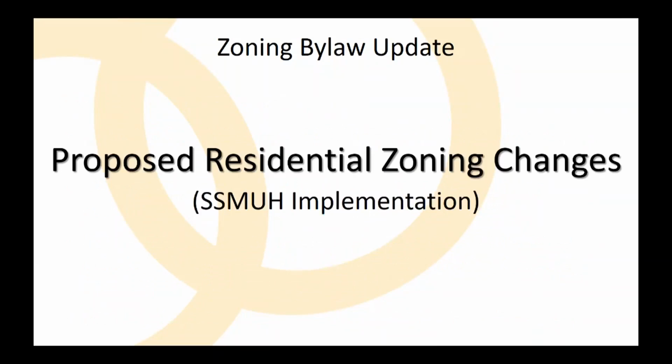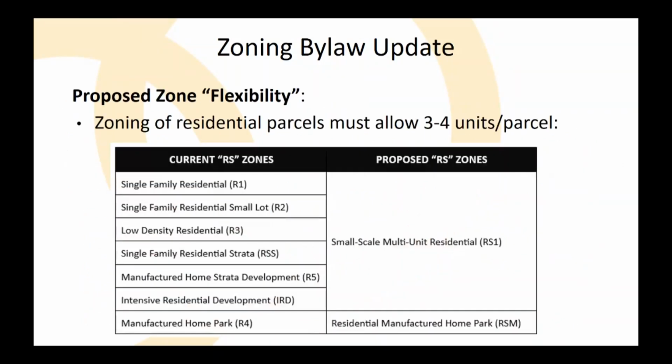So with that legislative background context covered off, the next set of slides I'm going to move into are explaining how the town is responding to that provincial direction on the implementation through the policy manual. And I'll go through this step by step. I'll start with the flexibility component. And you can see here that in order to achieve this, it's being proposed to consolidate 6 existing residential zones down into a single new RS1 zone, which is being called the small-scale multi-unit residential.